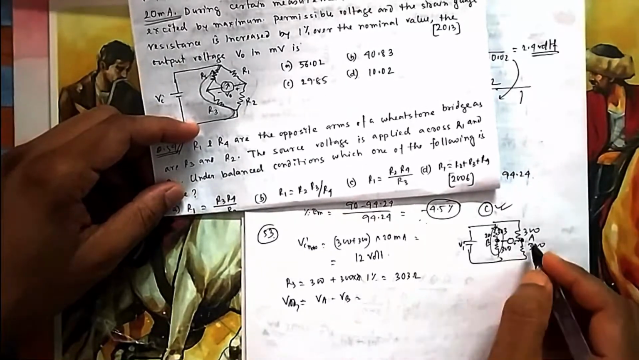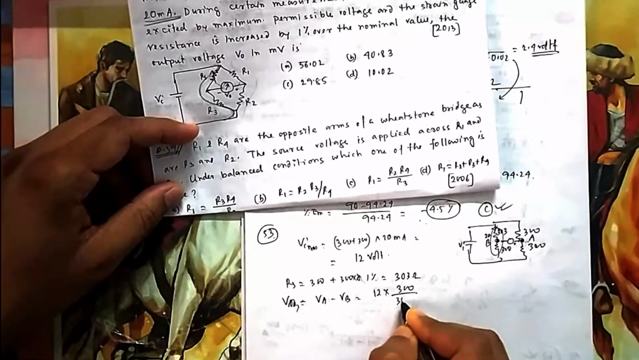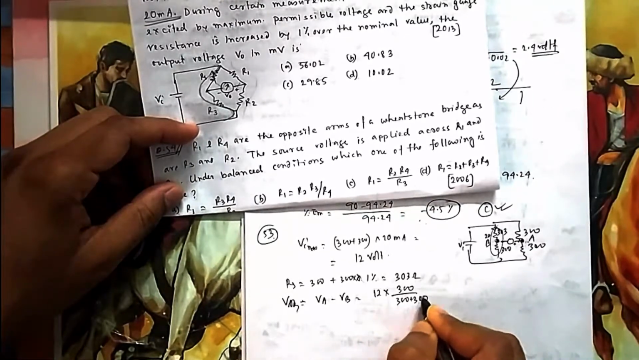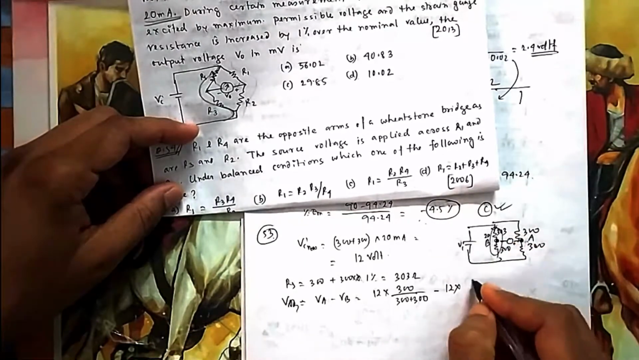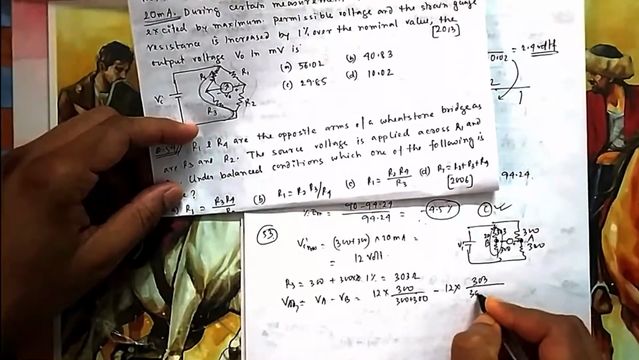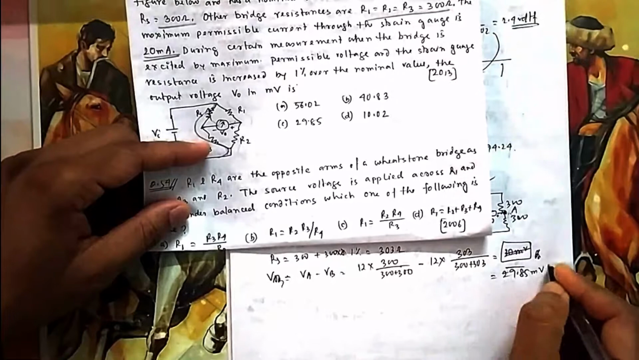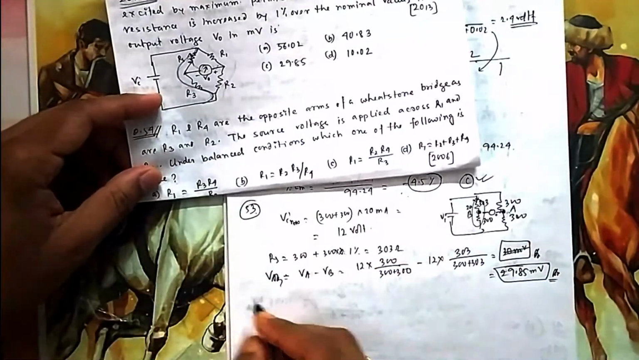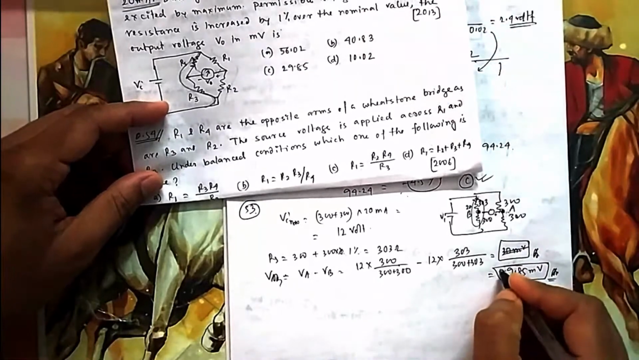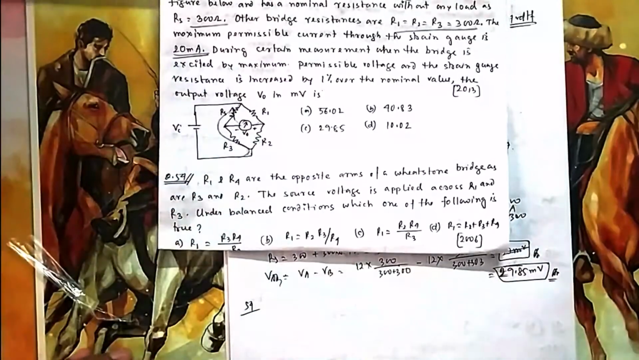What is VA? VA is equal to this voltage, your 12 volt divided into 2 parts, 300 by 300 plus 300. Minus your 12 volt divided into 2 parts again, 303 divided by 300 plus 300. If you solve it, you will find it is 29.85 millivolt. Be careful, they are asking in millivolt. You will get 0.029 something, so in millivolt if you convert, it is 29.85.